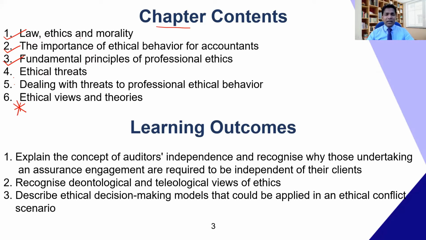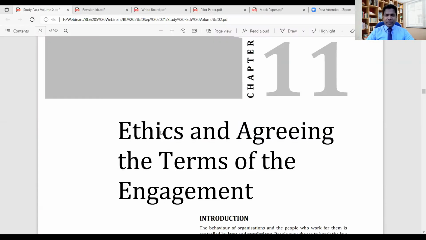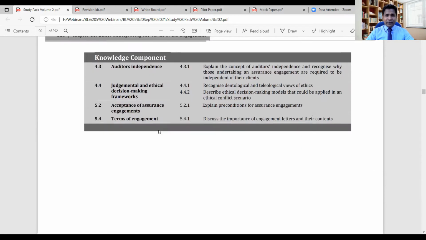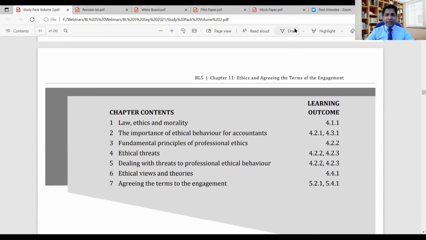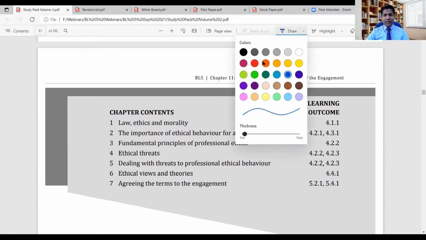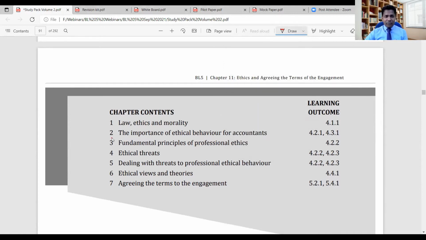Let me go to the study text and to our whiteboard, and after we finish this theory part, we can come and discuss the revision kit questions. This is your study text. As I told you in the previous session, we have about 7 areas to be discussed. Point number 1, 2, and 3 we have discussed. Now we are going to discuss 4, 5, and 6. Point 7 will not be discussed in this particular session, because that is part of the auditing flow discussion. So ethical threats, dealing with threats to professional ethical behavior, and ethical views will be the discussion of today. Let us go and discuss point number 4, ethical threats.